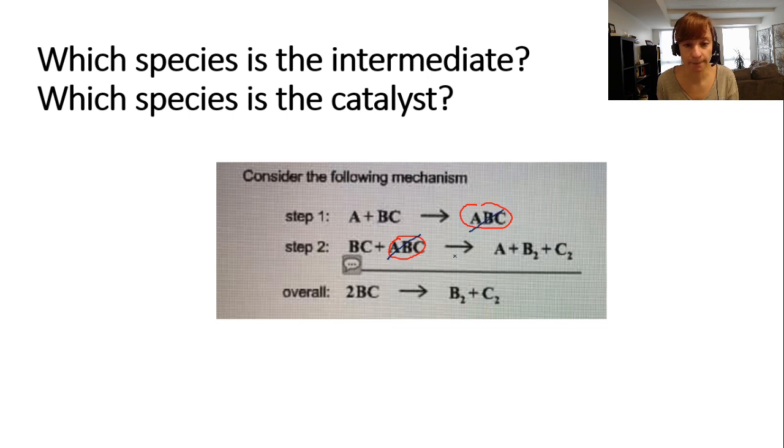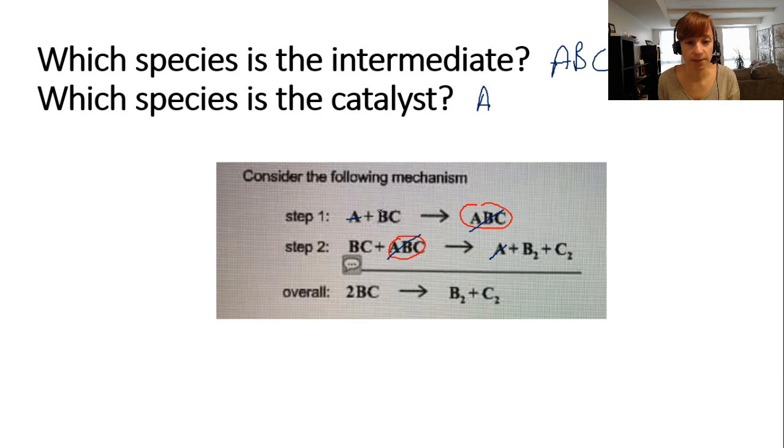We'll eliminate that. And then what also gets canceled out here is A. So A is not an intermediate because A by itself does not show up in the reactants of step 2, but A shows up in step 1 and in step 2, but not in the overall reaction. So that means that A is our catalyst. So our intermediate is ABC, and A is our catalyst. And the rest are just reactants.